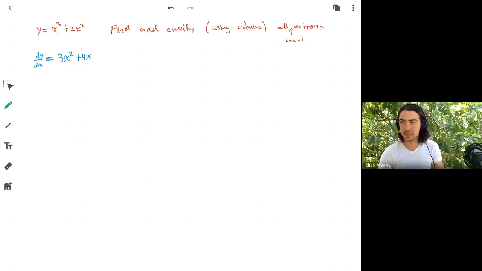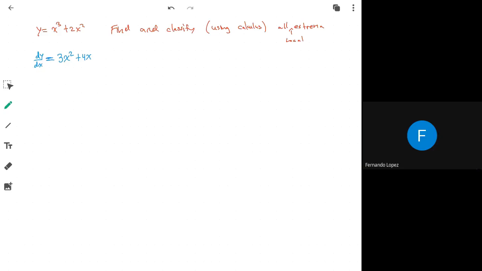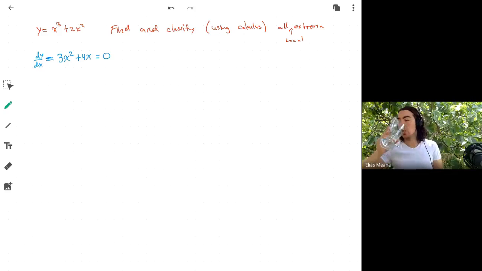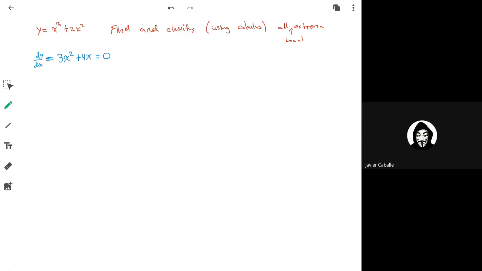And what do we have to do with this derivative? Find its root, so make it equal to 0. Perfect. We're going to set it equal to 0 and we're going to solve. How do we solve this equation? Quadratic formula. Take out the x.